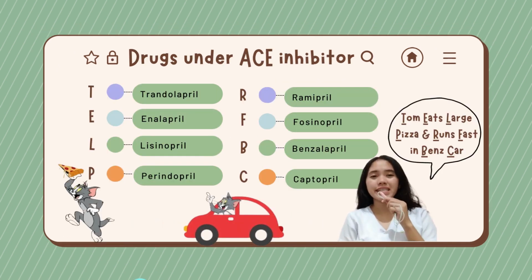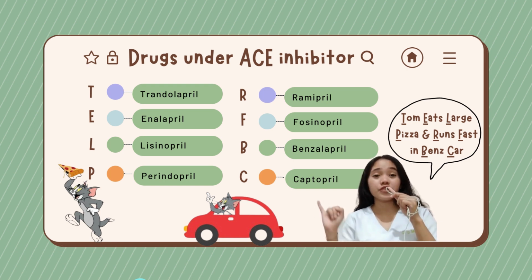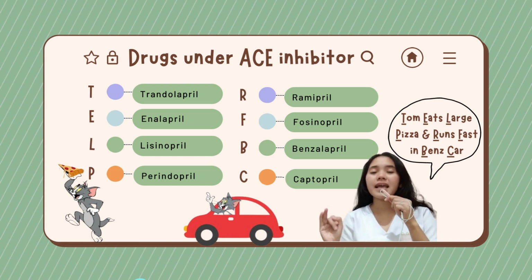Some examples of ACE inhibitors include the following. Just remember the phrase, Tom eats a large pizza and runs fast in a Benz car. Again, Tom from the Tom and Jerry Show eats a large pizza and runs fast in a Benz car. So T for trandolapril, E for enalapril, L for lisinopril, P for perindopril, R for ramipril, F for fosinapril, B for benazepril, and lastly C for captopril.